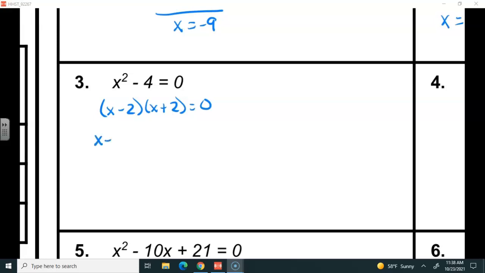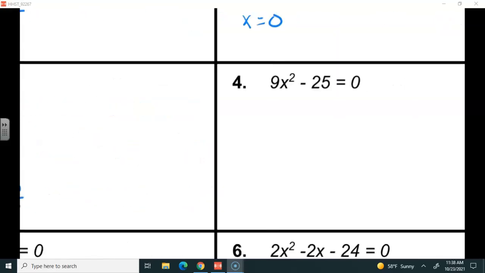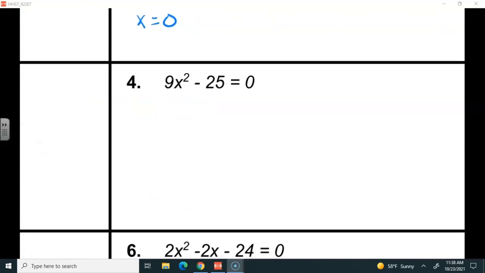So when we set the factors equal to 0, we're going to get x equals 2 and x equals negative 2. So our final answer in our solution set would be x equals positive and negative 2. I hope you realize now that we've been factoring now for about 4 units, how important that factoring was in unit 3. So now we're going to do this.